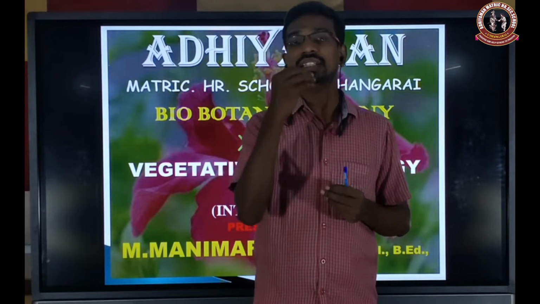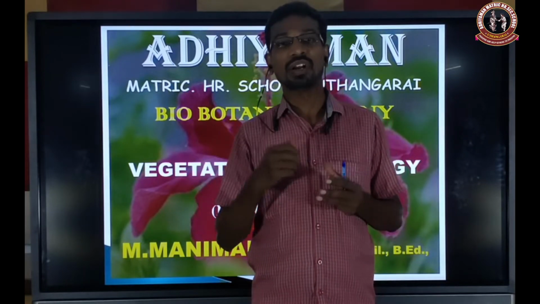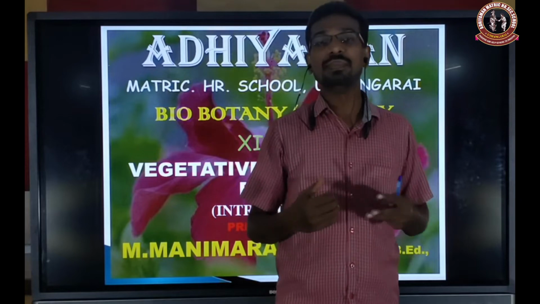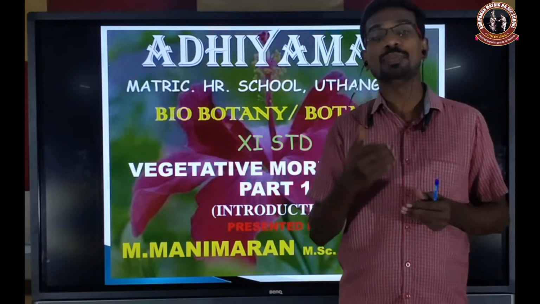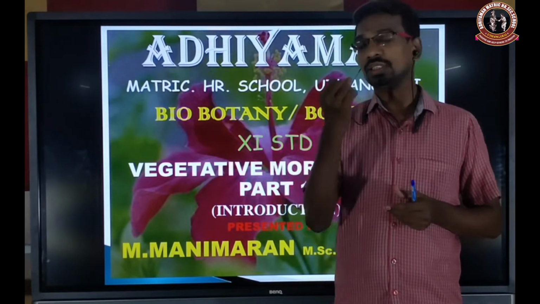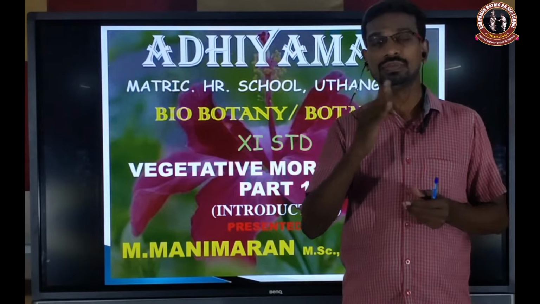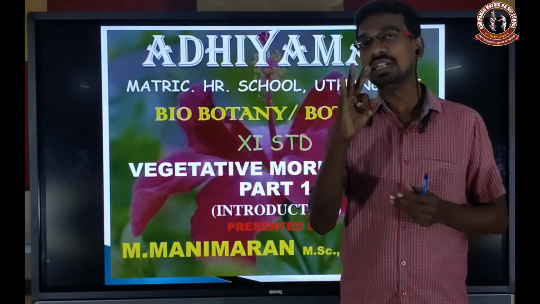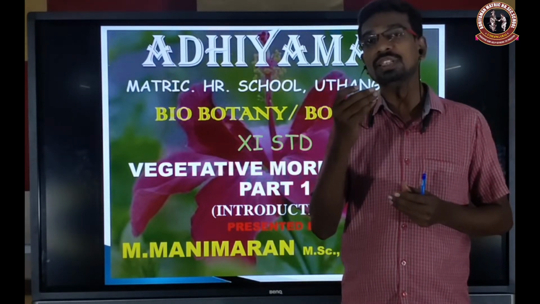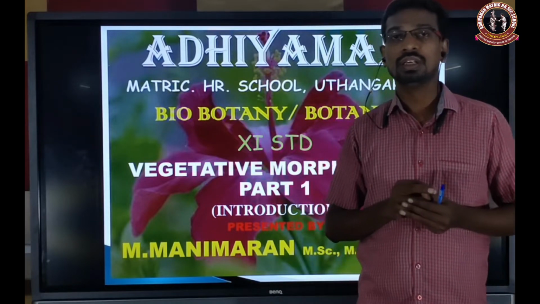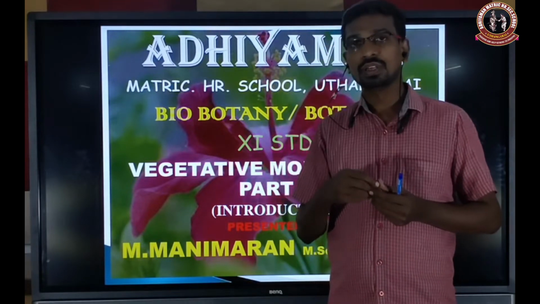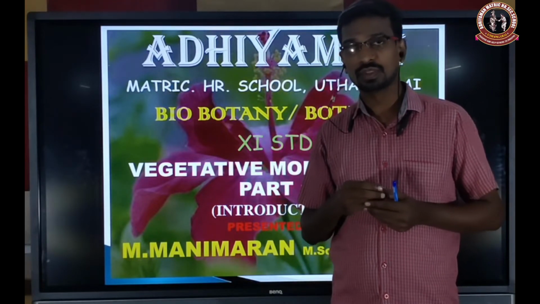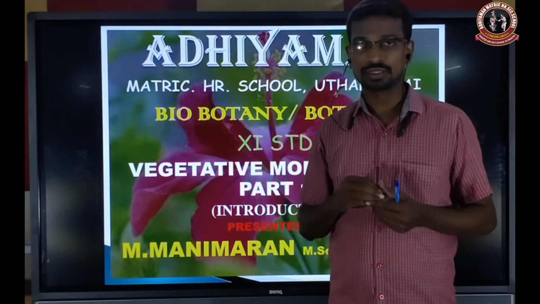So this morphology is broadly classified into two categories, that is vegetative morphology and reproductive morphology. The name itself has the meaning. Vegetative morphology deals with only the vegetative parts, that is root, stem and leaf. This is the vegetative part. Reproductive morphology deals with the flower, fruit and the seeds.